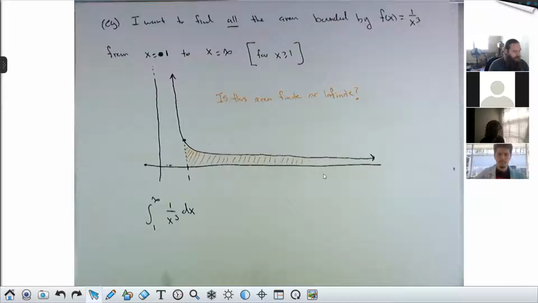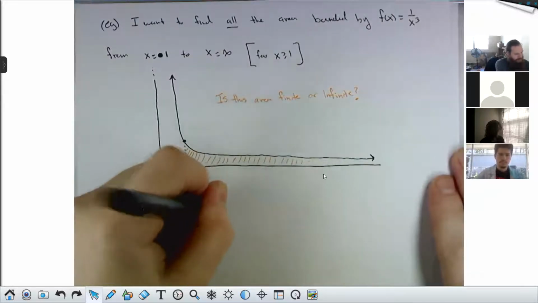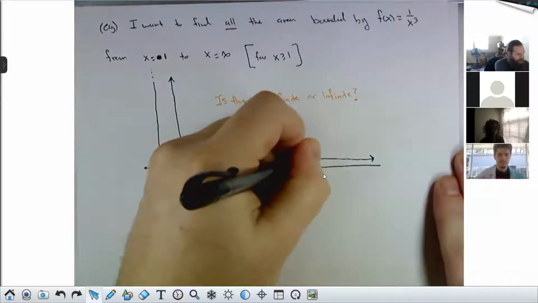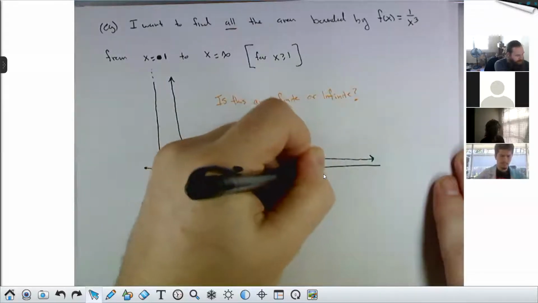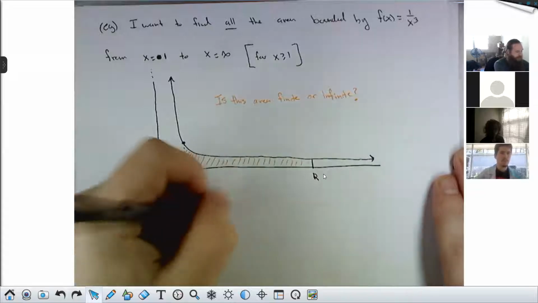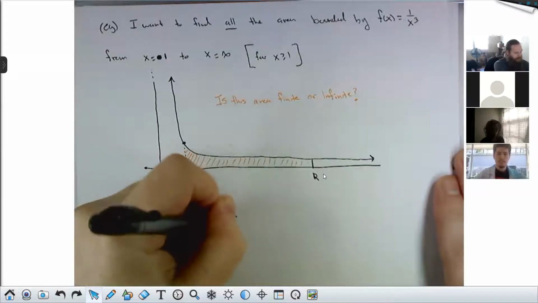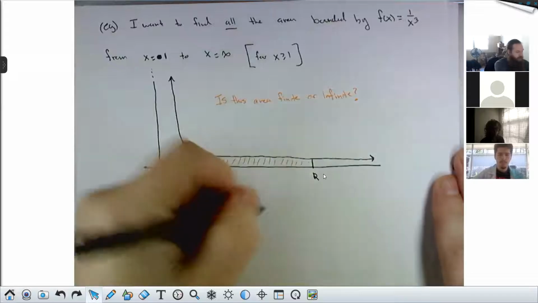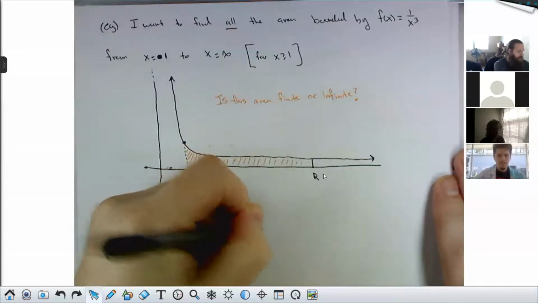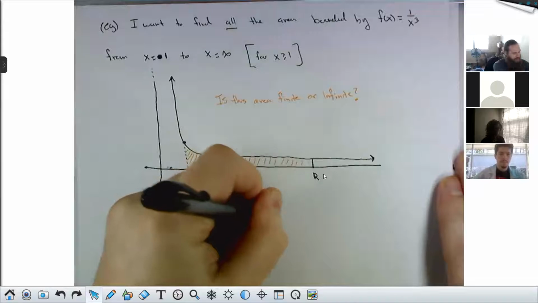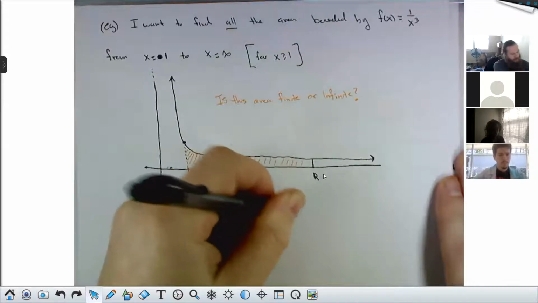And the way you calculate an integral like this is by saying, instead of finding all of that area at once, I'm going to stop at some capital R, and then I'm going to send R to infinity. But the order here matters. So we calculate this as the limit as R goes to infinity of the integral from 1 to R of 1 over x cubed dx.